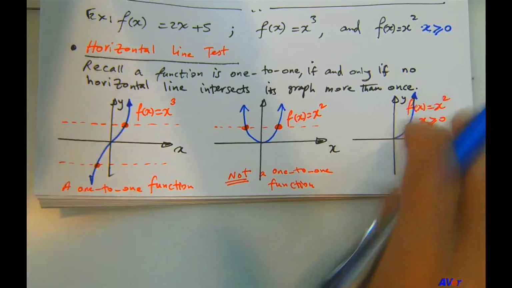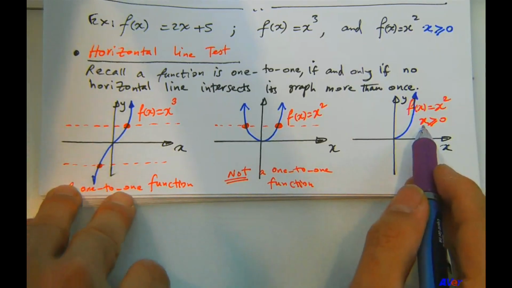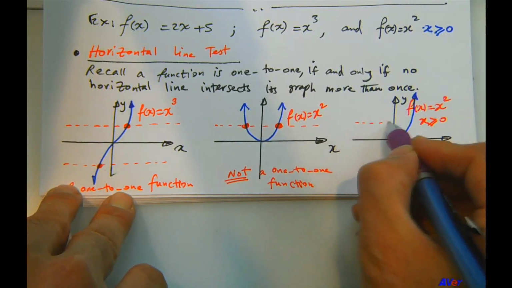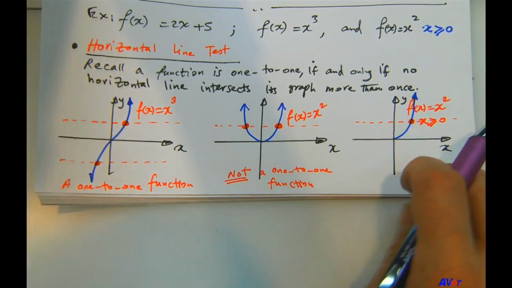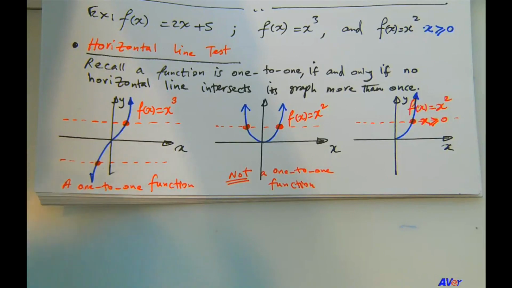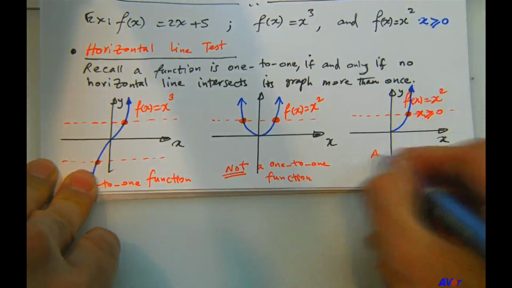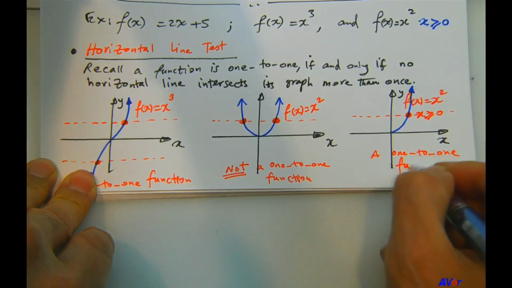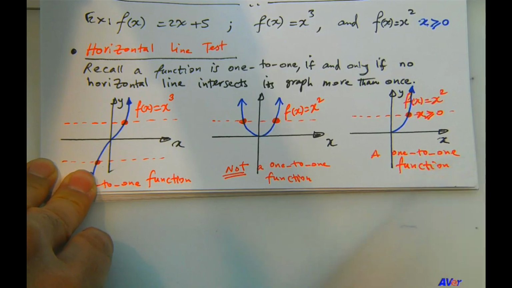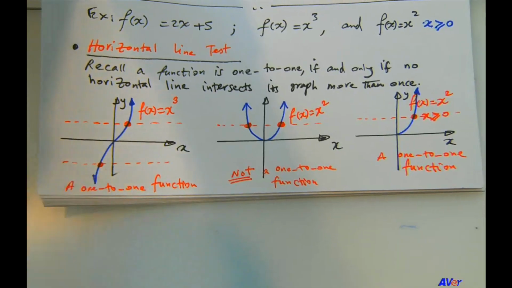Now, once you restrict the domain, you can draw a horizontal line anywhere, and it will intersect the graph at only one point. So now we have a one-to-one function. Okay, so that's what we mean by restricting the domain to create a one-to-one function out of a function that originally is not a one-to-one function.